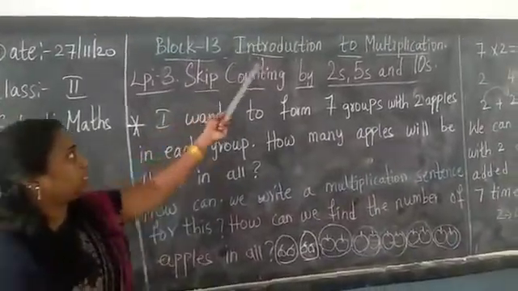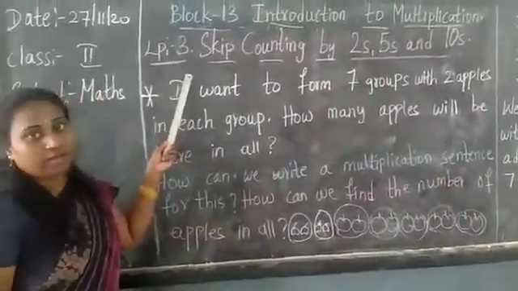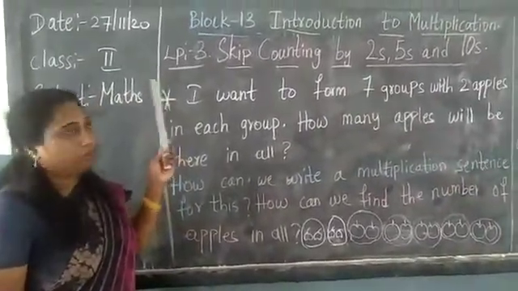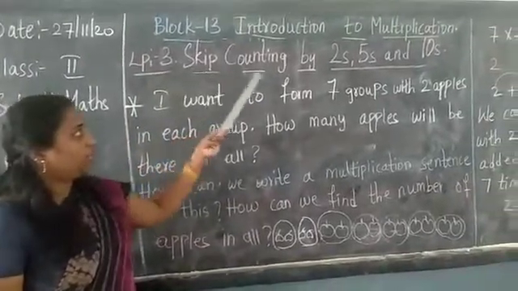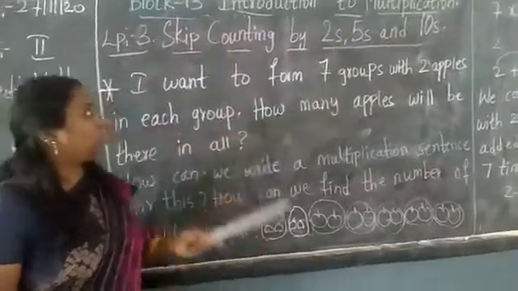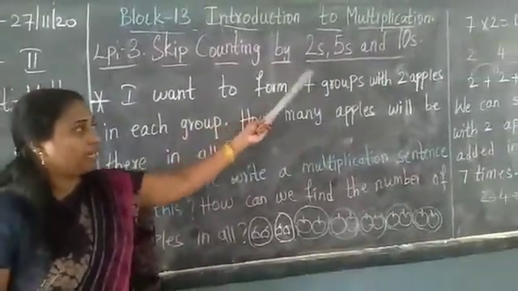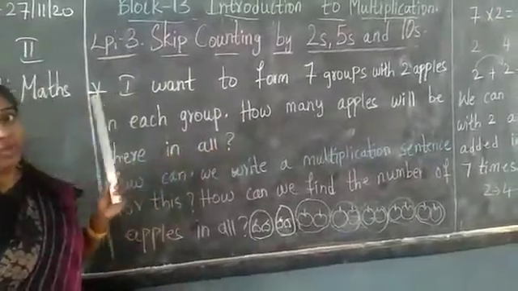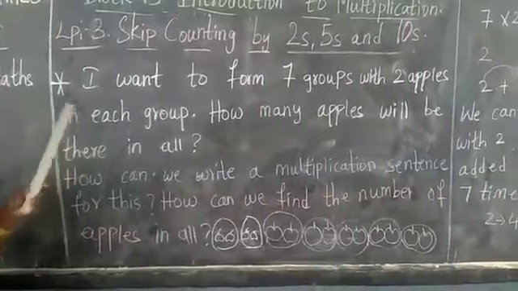Block 13 is introduction to multiplication. In LP3, we have done our LP2, we are doing LP3 now. Skip counting by 2s, 5s and 10s. Okay children, this is skip counting by 2s, 5s and 10s. In the previous class, we already learned skip counting, children. Once again I am going to repeat this.